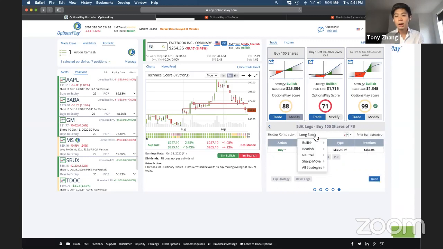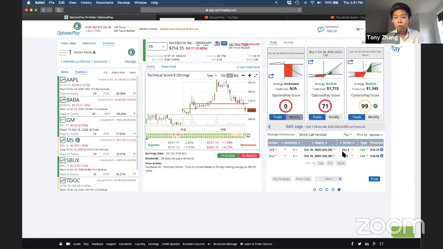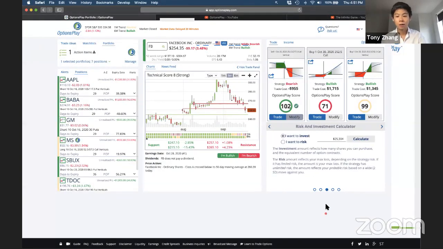I'm going to choose a few different strategies. Let's say I'm looking at a vertical spread, and I want to compare some credit spreads to some debits, some long calls to some debit spreads. How do you actually calculate what 2% of your account value per trade is? That's where we have a risk and investment calculator, which is the third dot at the bottom of your trading tab. We do the math for you.